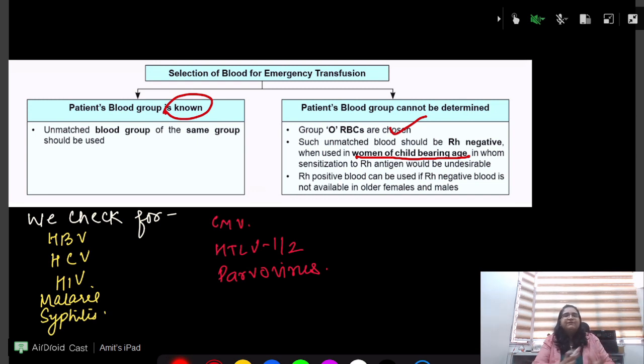Okay, next, what do we check for in the sample? We send the sample for checking of certain diseases. They are HBV, HCV, HIV, malaria and syphilis. So a very important question: for which of the following do we not test the blood sample? Hepatitis A, we don't check. Then CMV, HTLV and parvovirus are diseases which can be spread through blood, but we are not checking for them. We are checking especially for HBV, hepatitis C, HIV, malaria and syphilis.